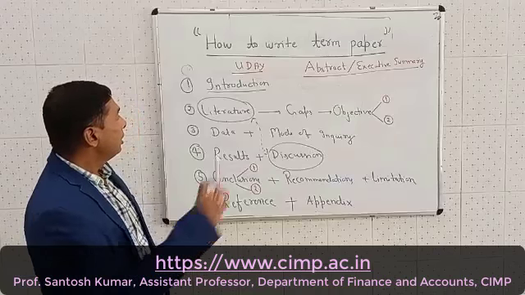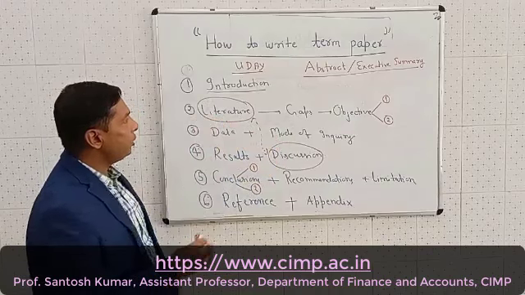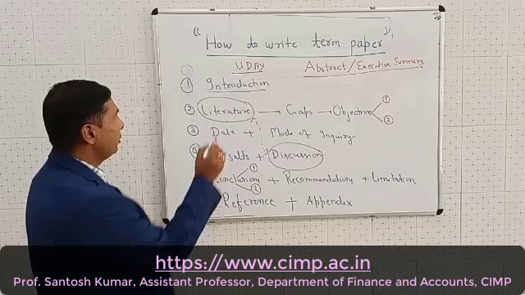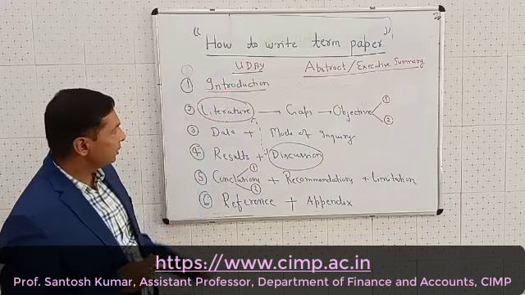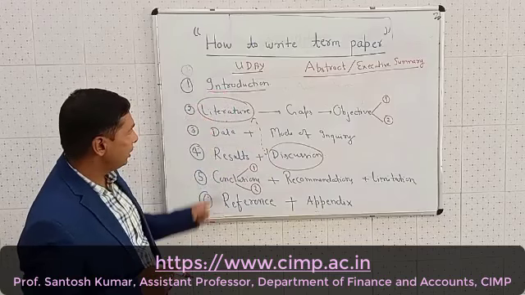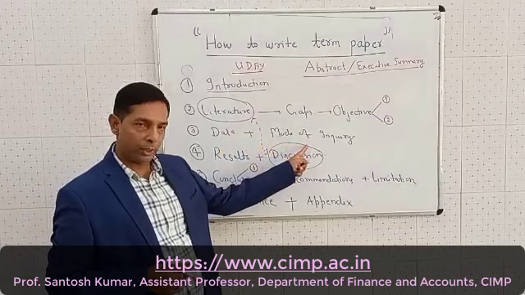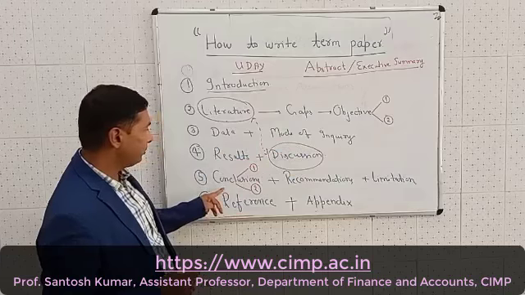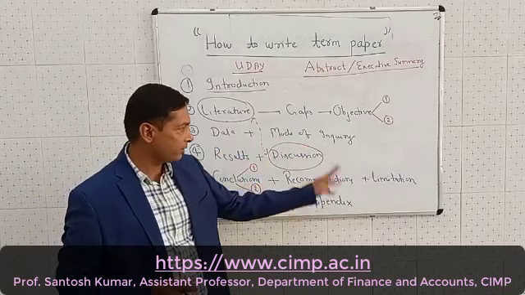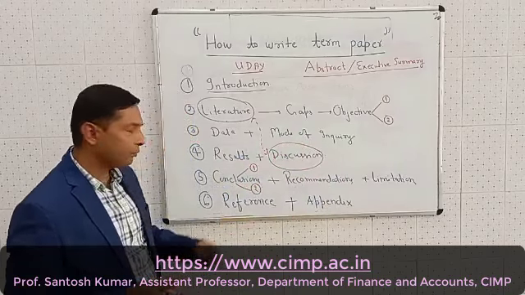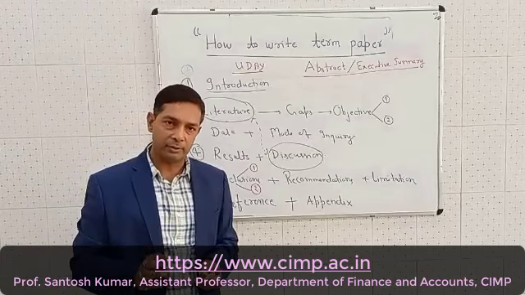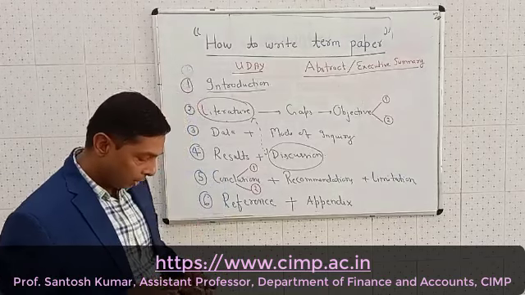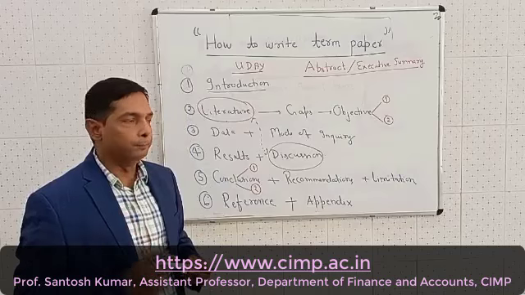Right? Our basic layout of a term paper is: first the introduction, then the literature, then data and mode of inquiry, the fourth chapter is results and discussion, the fifth is conclusion, recommendations and limitations, and finally we'll end up with references and appendix. Let me give you an example.